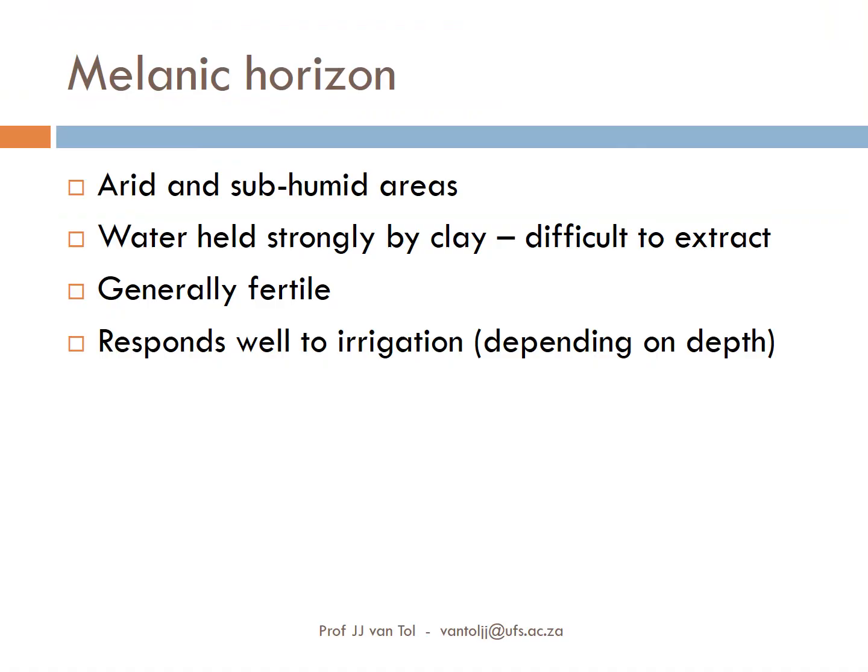Here you can see the nice blocky structure, dark color. This is typical of a melanic horizon. So these horizons typically occur in arid and subhumid areas. In general, they are quite good horizons to work with. They don't have that shrinking and swelling ability of a vertic horizon. They're still fertile and they respond fairly well to irrigation.